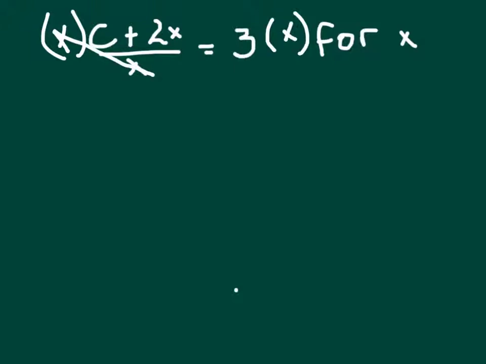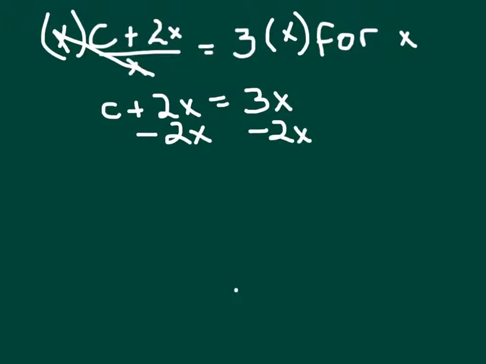Those cancel each other out, and you're left with c plus 2x equals 3x. Once again, we want the x's to be on one side and the numbers to be on the other side. So that means that we will move the 2x by subtracting. Those cancel each other out, and you're left with c equals x.